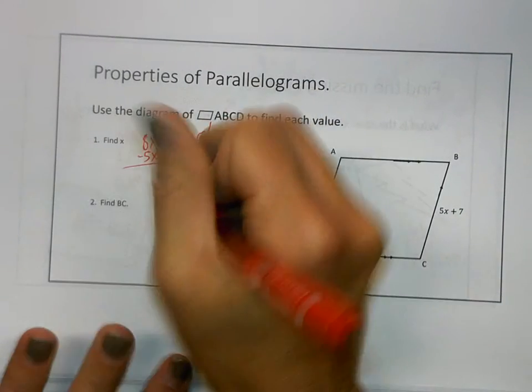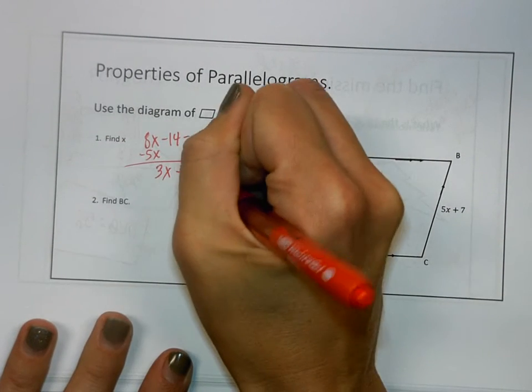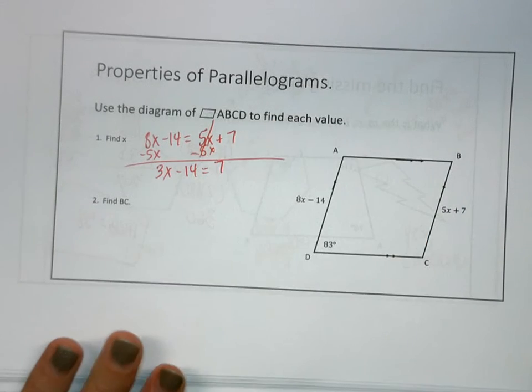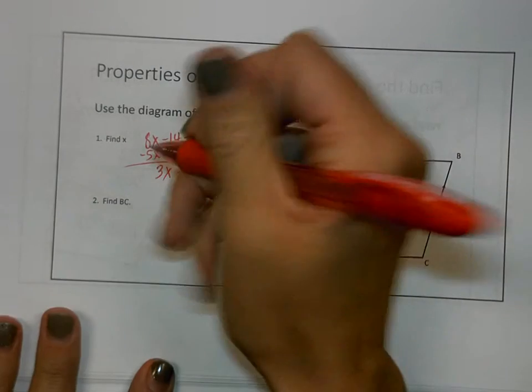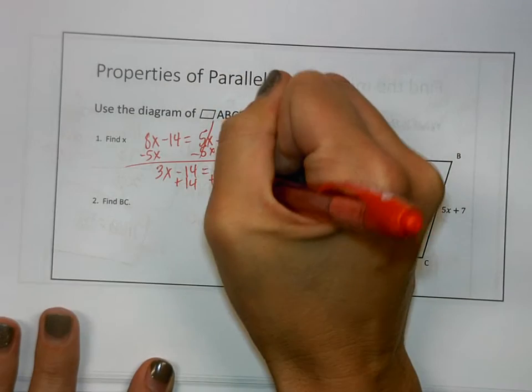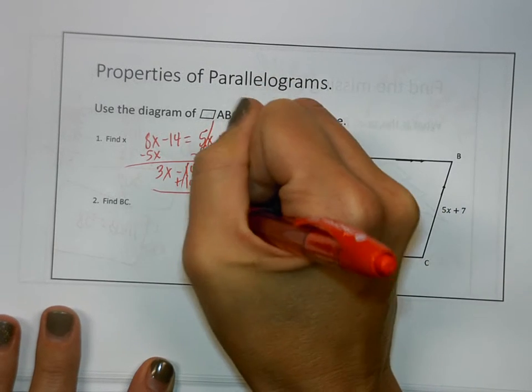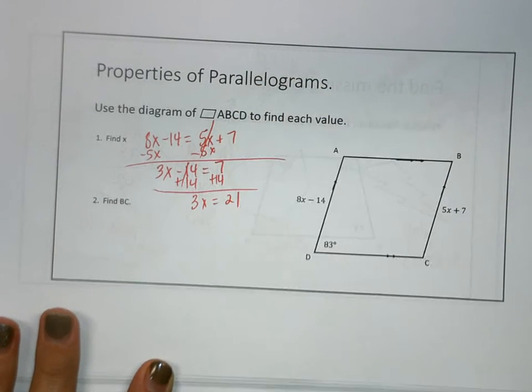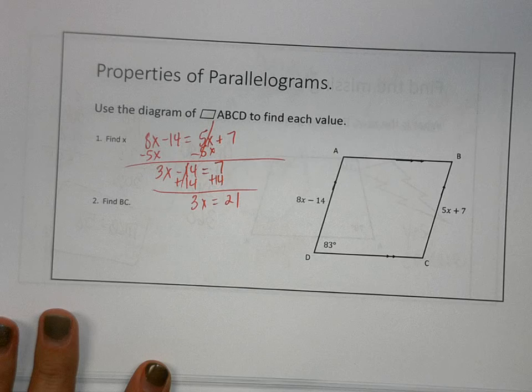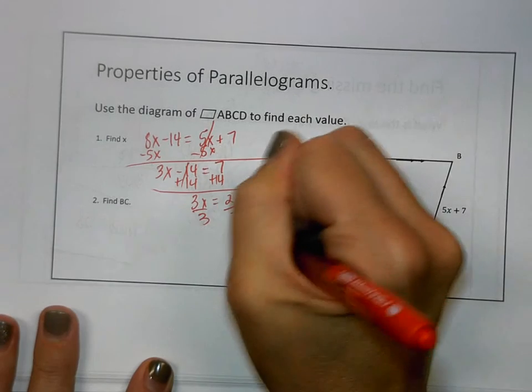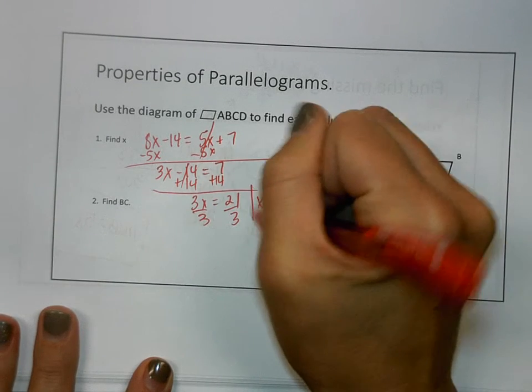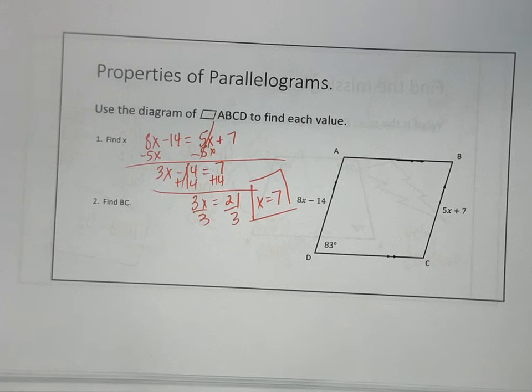8x minus 5x is 3x, so I have 3x minus 14 equals 7. I have to get all my numbers to the right, and so I'm going to add 14. When I do that, I have 3x equals 21. My last step is to divide by 3, and x equals 7. So that was number 1, was find whatever x is.